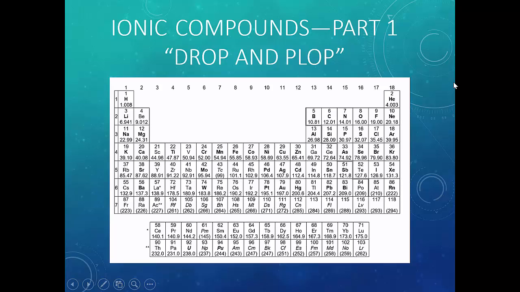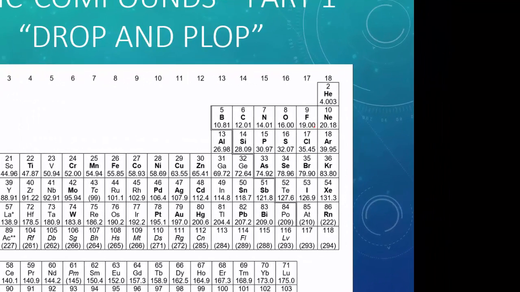So let's learn how to write ionic compounds. This is part one. This is the easiest type of ionic compound to write. I call it drop and plop. Remember, just by looking at the periodic table, you can predict what the charge might be.